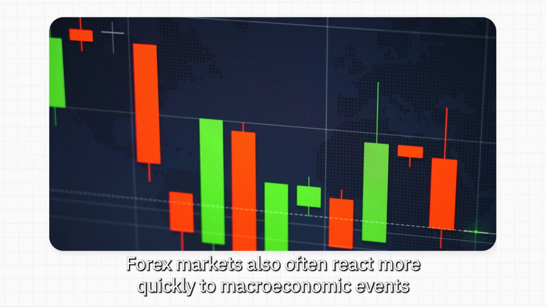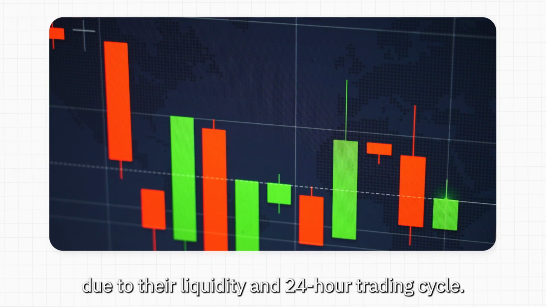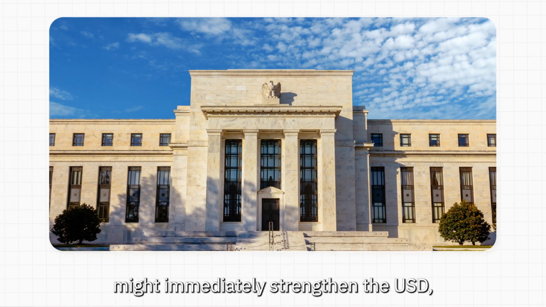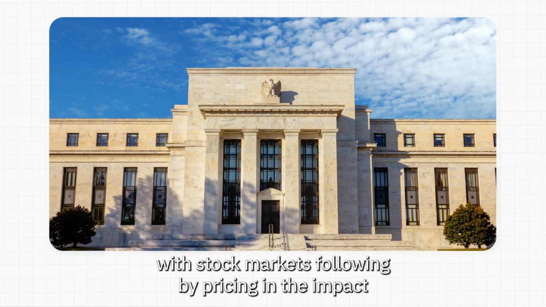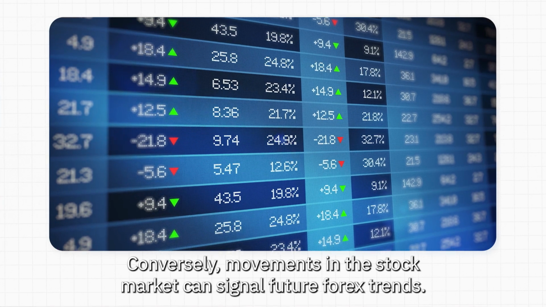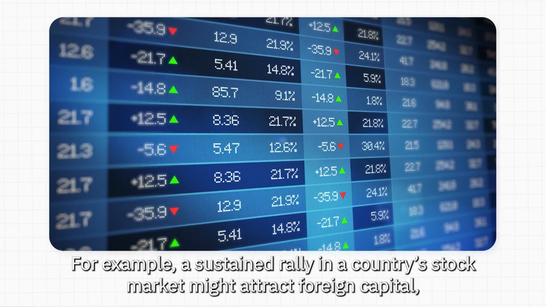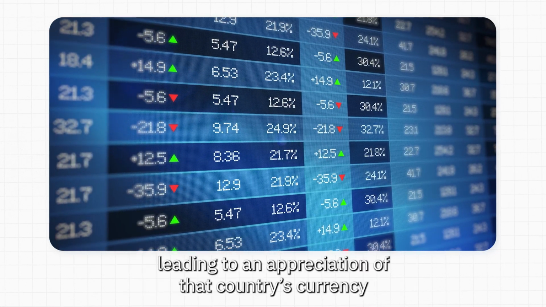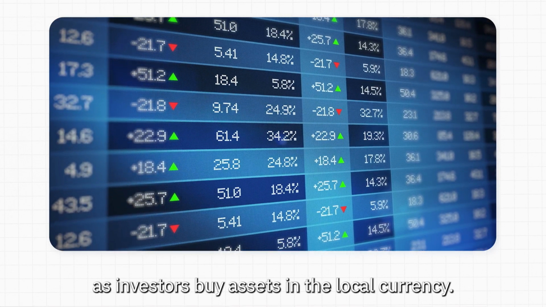Forex markets also often react more quickly to macroeconomic events due to their liquidity and 24-hour trading cycle. For instance, a surprise interest rate hike by the Federal Reserve might immediately strengthen the USD, with stock markets following by pricing in the impact on corporate earnings and borrowing costs. Conversely, movements in the stock market can signal future Forex trends. For example, a sustained rally in a country's stock market might attract foreign capital, leading to an appreciation of that country's currency as investors buy assets in the local currency.